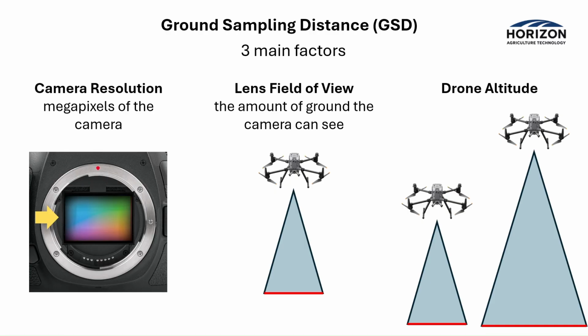The last is drone altitude, and altitude can be adjusted. The farther you are away from the ground, the larger the field of view will be, therefore the GSD will be larger. So images with a larger GSD have less detail in them.